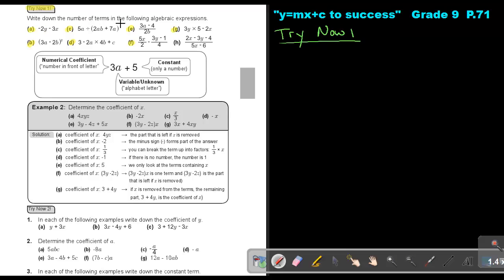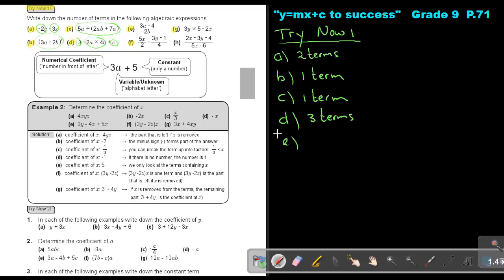Okay, write down the number of terms in the following algebraic expressions. If you look at this, this is separation. So there's 1, 2. So number A will just have 2 terms. Number B, that bracket combines, so there is only 1 term. Number C, that division combines, the bracket combines, so that will only be 1 term. Number D, that's a separation, so there's 1. That multiply combines, that's a separation, so there will be 3 terms.